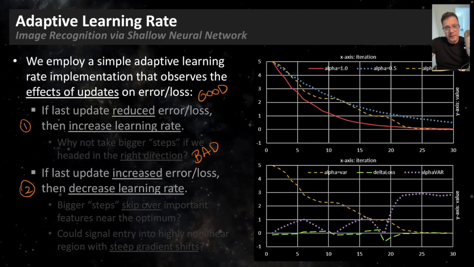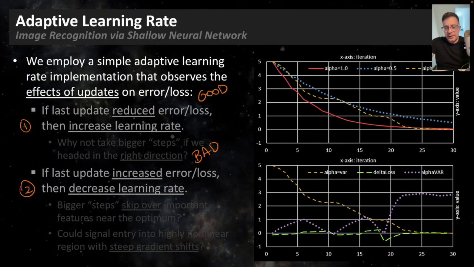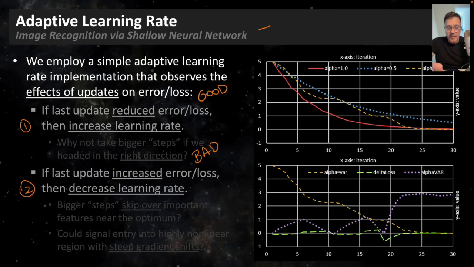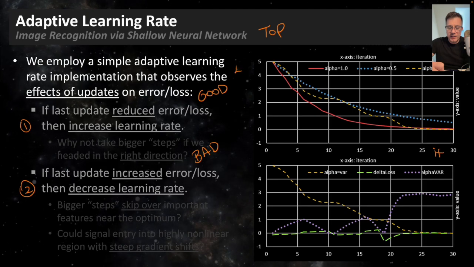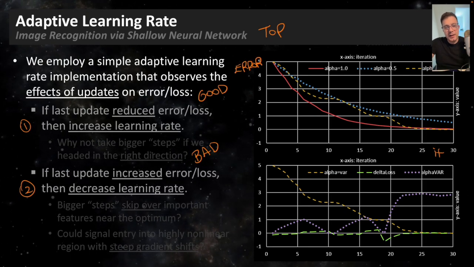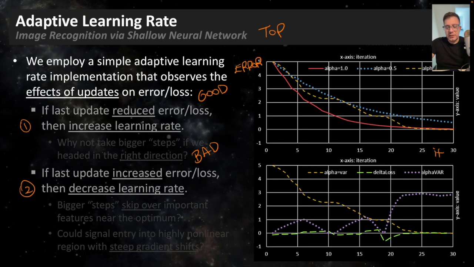Now, in order to understand this approach, we need to take a look at the graphs to the right. We begin with the top one. On the x-axis, we have the iteration number. On the y-axis, we have the error. And we see three lines. They represent three different machine learning approaches.